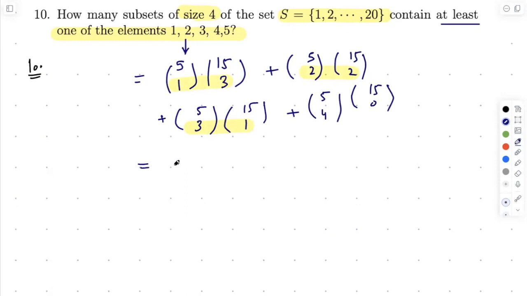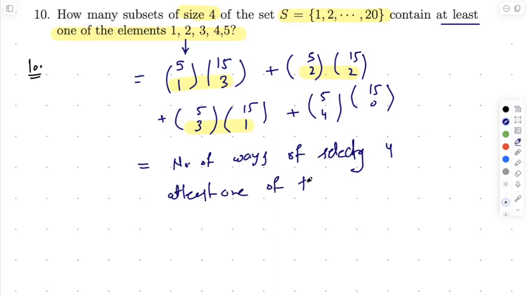If you calculate them, it will give you the number of ways of selecting 4 elements with the condition that at least one of the elements is from 1, 2, 3, 4, 5. I hope no issues are there. So with this, we have completed the first task. I'll send you the notes and I'll update this.